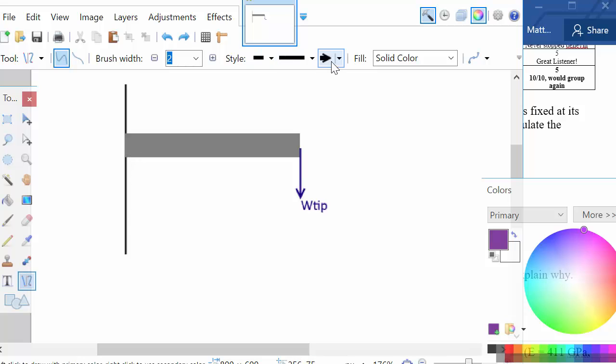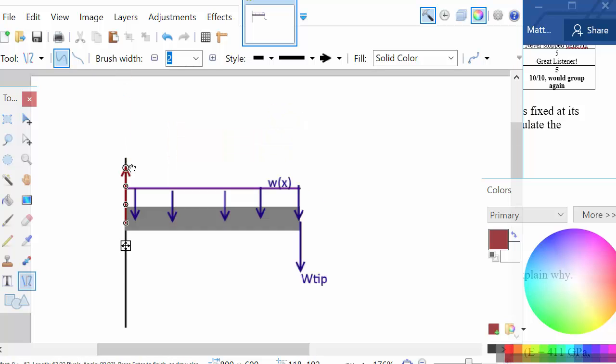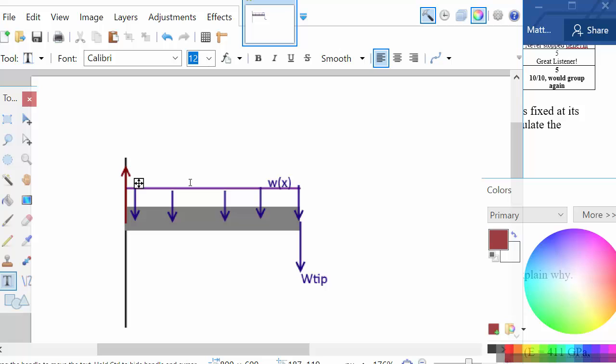So maybe to do this, what we'll do is draw that as a distributed load at the top of it. It's not really, right? It's actually a distributed load all the way throughout. So let's just draw a couple of arrows throughout here, and we'll call this W at X, and that's just going to be a constant. So that's our distributed load down from the weight, and then we're going to have some reaction forces at the wall. So at the wall, we've got maybe this RY for reaction in the Y direction.